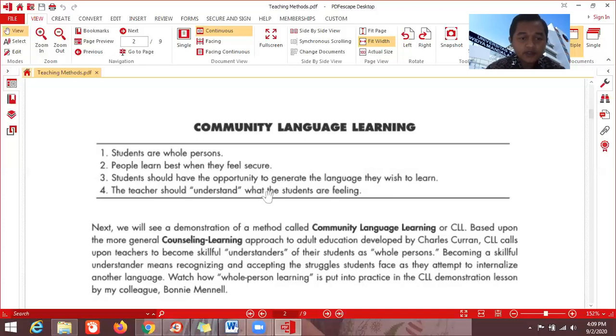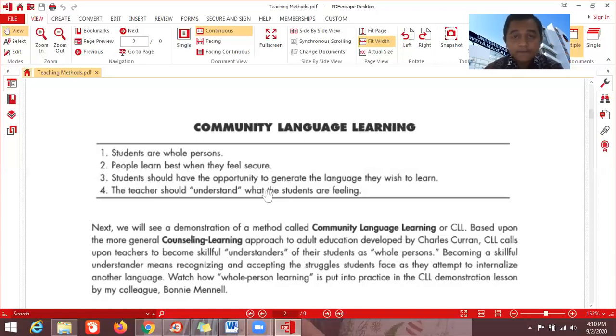The fourth point, the teacher should understand what the students are feeling. In this case, teachers are asked to be sensitive to the students' feelings. You cannot be a teacher who is so full of dictatorship, asking people to do this and this, and submit it at this time and that time, and so on. You need to address that they also have feelings. They might find difficulties, and the difficulties need to be addressed by the tutor.